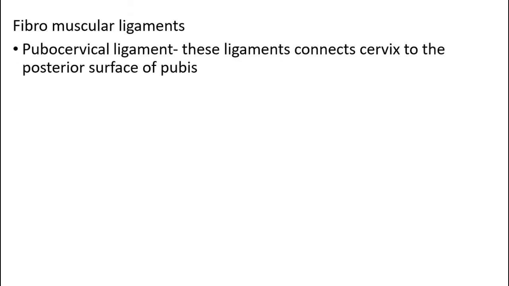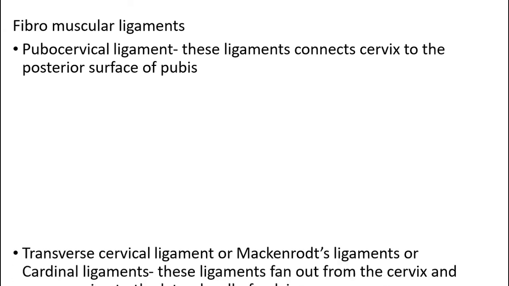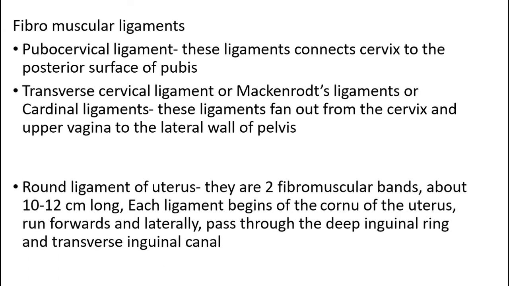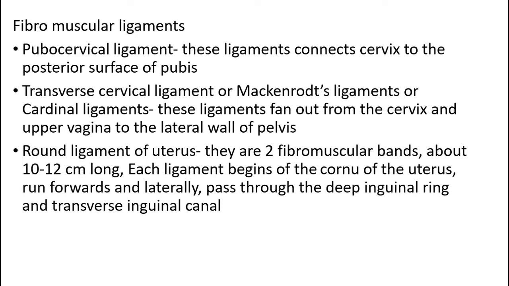Fibromuscular ligaments. Pubocervical ligaments. These ligaments connect the cervix to the posterior surface of the pubis. Transverse cervical ligament, or Mackenrodt's ligaments or cardinal ligaments. These ligaments fan out from the cervix and upper vagina to the lateral wall of the pelvis. Round ligament of the uterus, there are two fibromuscular bands about 10 to 12 cm long. Each ligament begins at the corner of the uterus, and runs forwards and laterally.